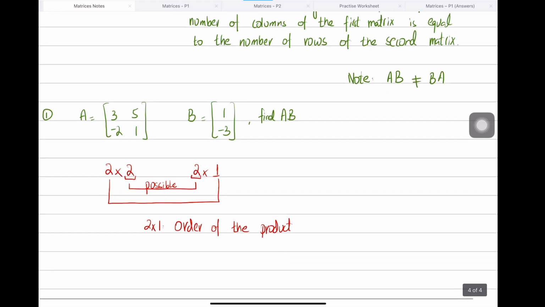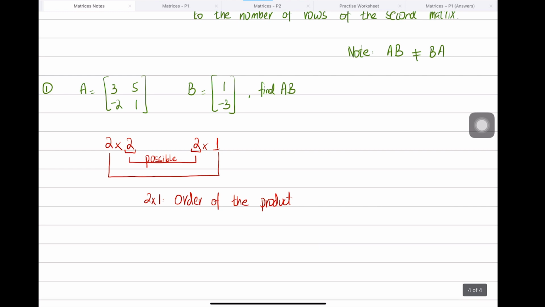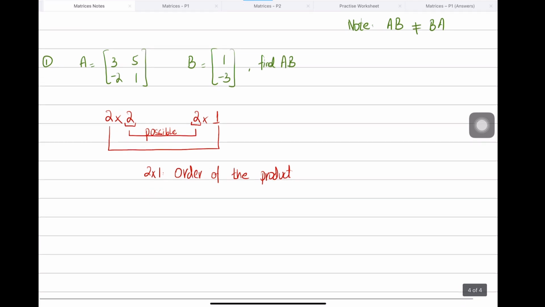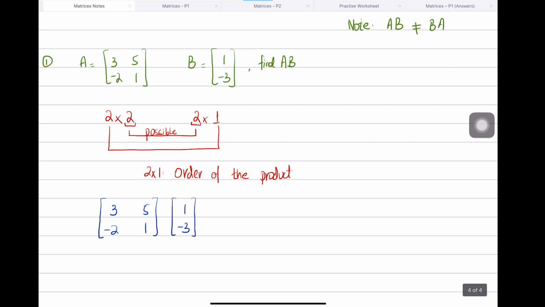Okay, order of the product means the order of the matrix that you get after you've multiplied the two. Now let's actually multiply the two and see what we get. So if I want to multiply the two, here's what I'm going to do. 3, 5, minus 2 and 1 is being multiplied with 1 and minus 3. Let's multiply them.